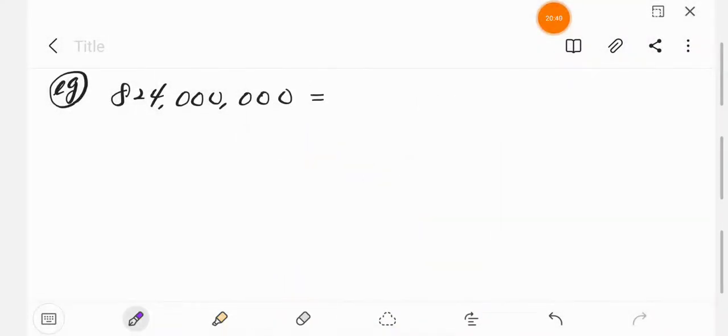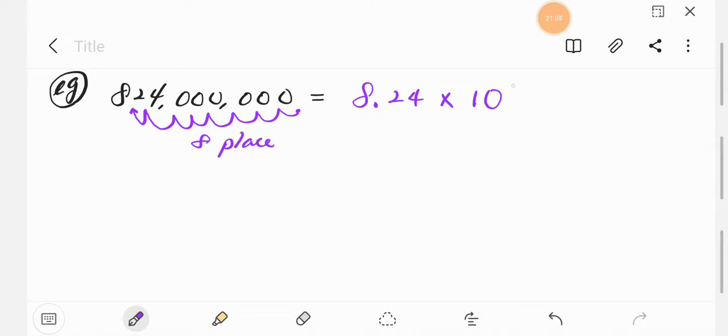Okay, let's do another example. Write this number in scientific notation. So the decimal point is over here, and then move it all the way to the left right after the first non-zero number 8. So that will be 8.24 times 10 to the, okay, let's count the number of places. 1, 2, 3, 4, 5, 6, 7, 8. We moved 8 places, right? So is this positive 8 or negative 8? Positive 8, because we want to make this number large. So the exponent is positive.